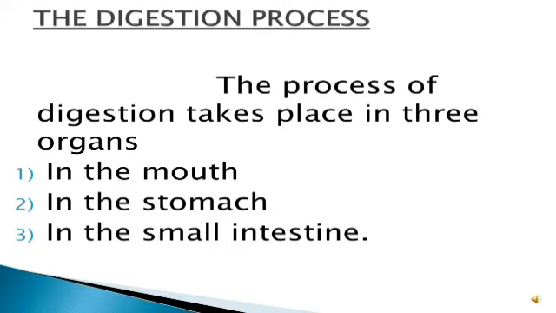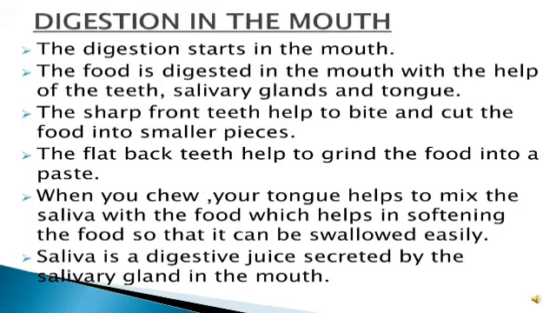So we already know the process of digestion takes place in three organs. The first is the mouth, the second is the stomach and the third is the small intestine. Now we will see the first digestion, in the mouth. The digestion starts in the mouth. The food is digested in the mouth with the help of teeth, salivary glands and tongue.